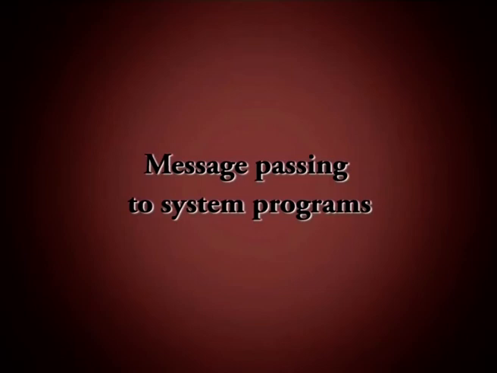Next is message passing to system programs. Another method to use system services is to use system programs. System programs provide a more convenient environment for program development and execution. Some of the system programs are simply user interfaces to system calls, whereas others are considerably more complex. In this approach, the user process constructs a message that describes the desired service. Then it uses a trusted send function to pass the message to a trusted system process.